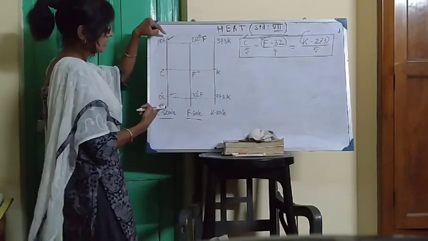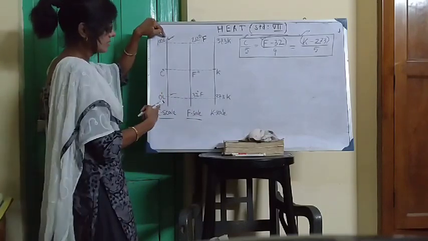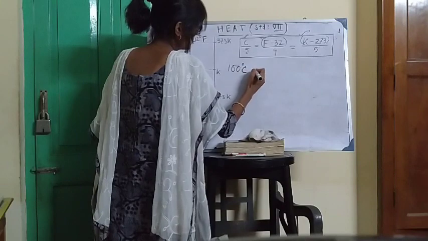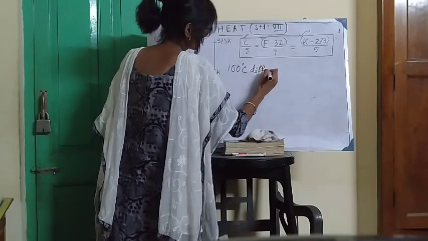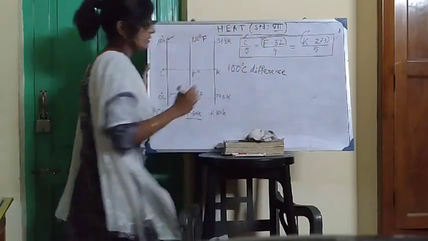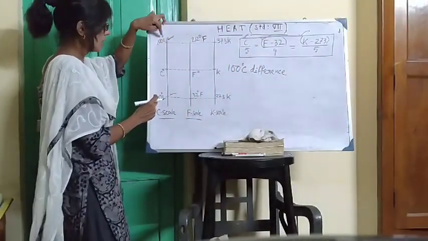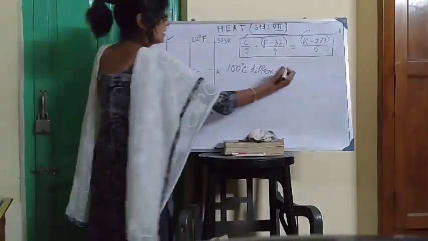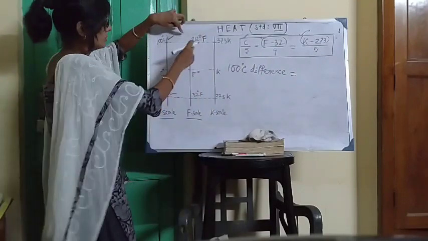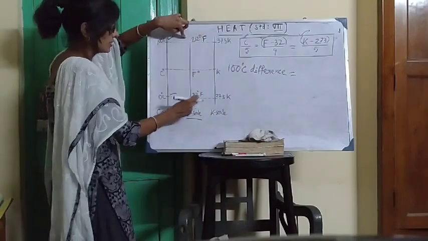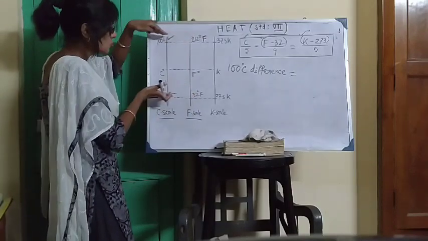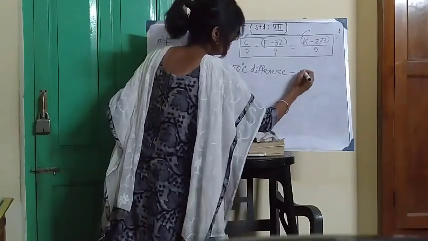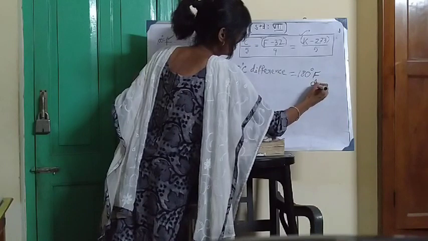Now look at C scale and F scale. What is the fundamental interval in C scale? 100 degree C minus 0 degree C, that is 100 degree C. So we can write 100 degree Celsius difference. Why is the term difference used? Because this is the difference between upper fixed point and lower fixed point. 100 degree Celsius difference is equal to, look at the diagram, 212 minus 32. These two differences are same. So we can write 212 minus 32, that is 180 degree Fahrenheit difference.